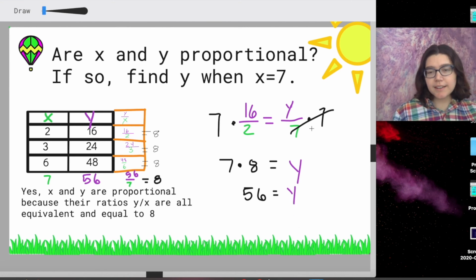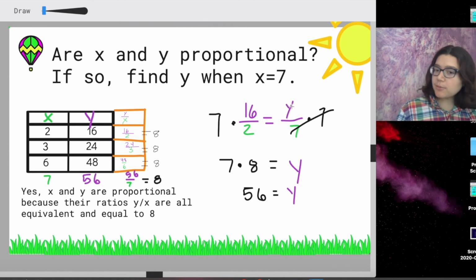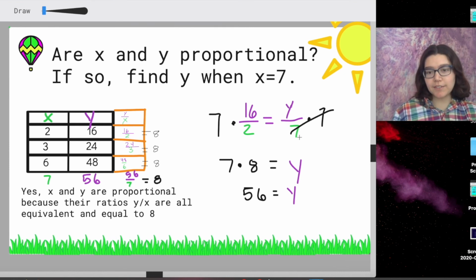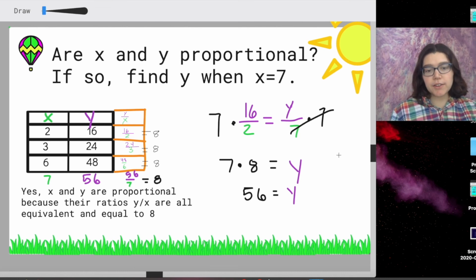So again, what I did, I looked at that original equation I had written, and I saw that in this situation, my variable y was being divided by 7. So we can undo that by multiplying by 7. And then we go on and solve. So either way, we get 56.